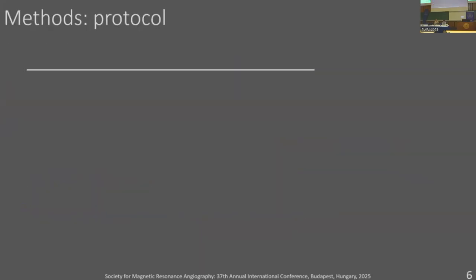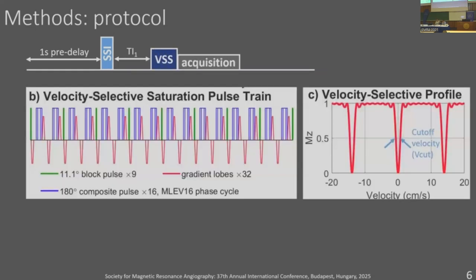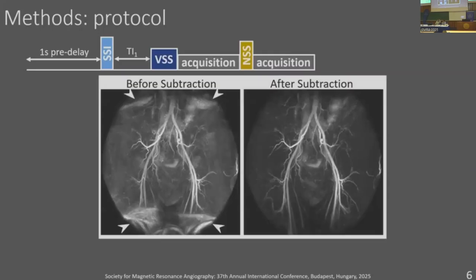The cycle of dynamic VSMRA sequence starts with a 1 second pre-delay for signal recovery, followed by an adiabatic slab selective inversion pulse with an inversion delay for arterial inflow. After that, a Fourier transform-based velocity-selective saturation pulse train was applied before image acquisition to suppress static tissue signal below the cutoff velocity. Then a non-selective saturation preparation with an identical acquisition is obtained and subtracted to mitigate B0 and T1-induced artifacts for large FOV scans.